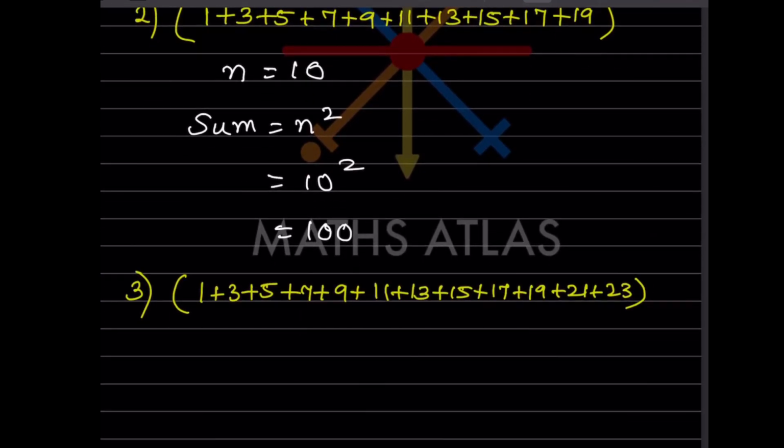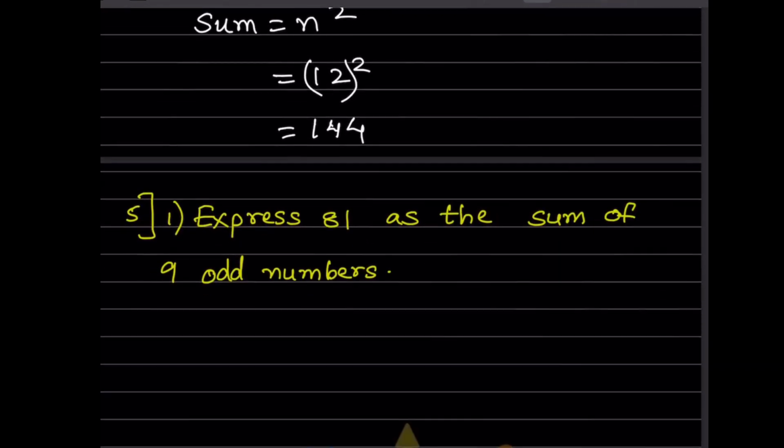In the next one, again you can see that they are odd numbers. So 1, 2, 3, 4, 5, 6, 7, 8, 9, 10, 11, 12. So we can write n is 12. Therefore the sum is n square. That is going to be 12 square, which is 144. You can also put a bracket over here if you want. That will be 144.